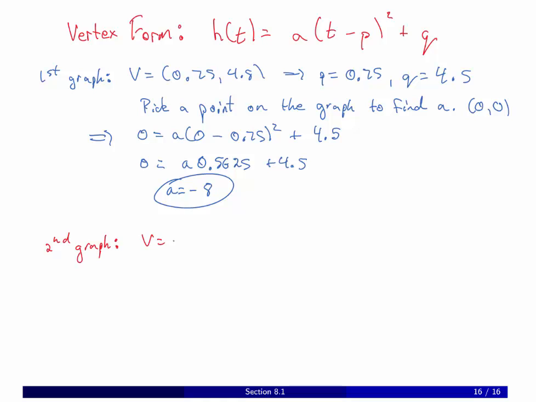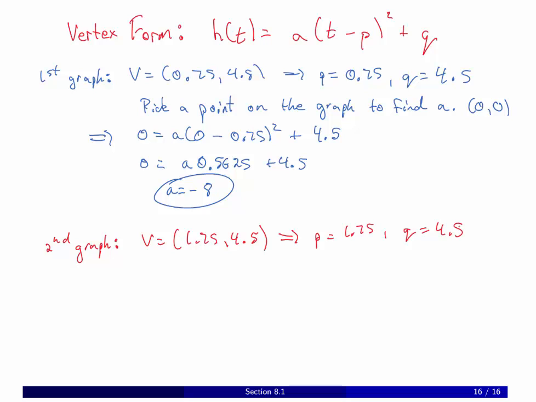The vertex was 1.75 and 4.5. Okay, simply moved over by 1 to the right. Of course, you can do the exact same procedure. Here, p is 1.75 and q is 4.5. So we're going to go along and do the exact same thing.